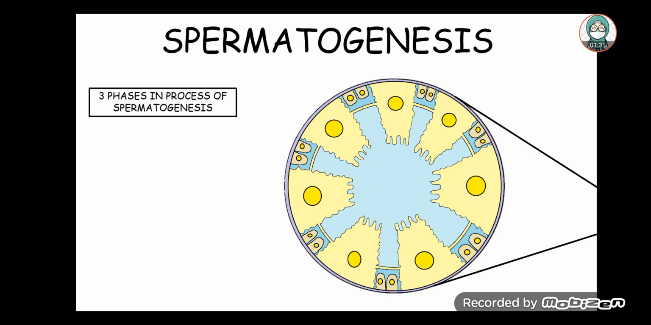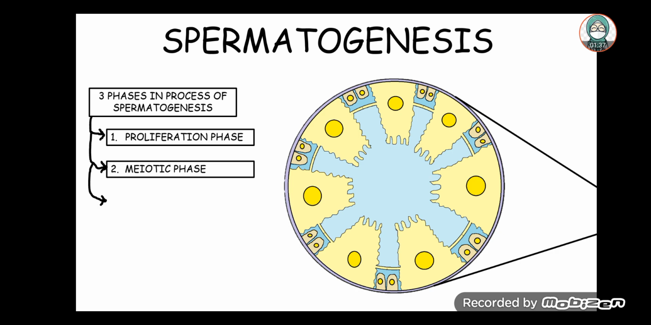So let's talk about the phases of spermatogenesis. There are three phases in spermatogenesis. The first phase is the proliferation phase, the second phase is the meiotic phase, and the third phase is the spermiogenesis phase. Now we will talk about each of these phases and see what happens in each of them.